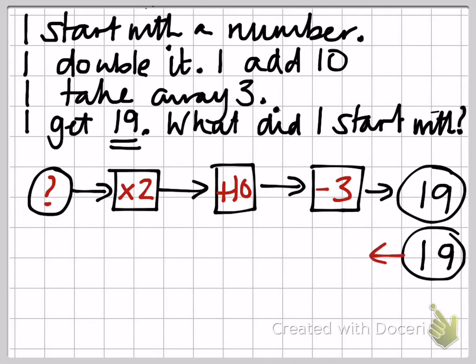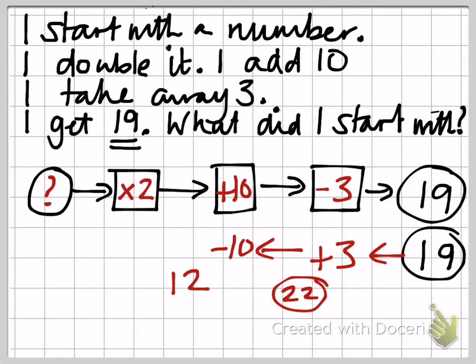So instead of taking 3, I'm going to add 3, and that will give me 22. Instead of adding 10, I'm going to take 10, and that will give me an answer of 12. And then instead of timesing by 2, I'm going to divide by 2, and that will give me an answer of 6. So that is my starting point.